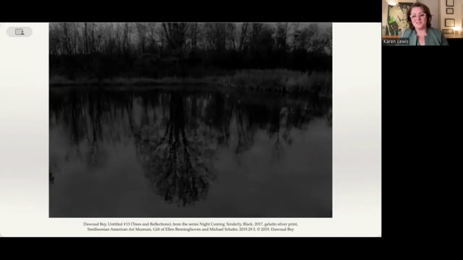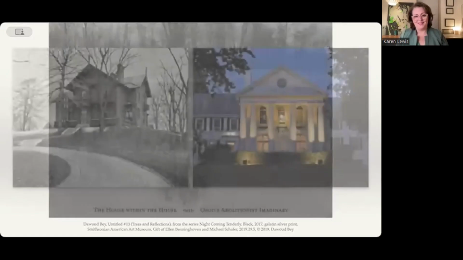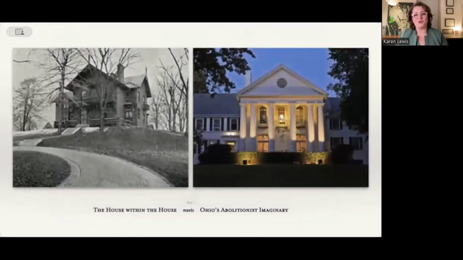So with this awareness in mind, I will share two projects tonight that explore these themes in greater depth. The first is the story of an historic house in Columbus, Ohio, that holds several legacy imaginaries within Ohio and the Ohio State University.